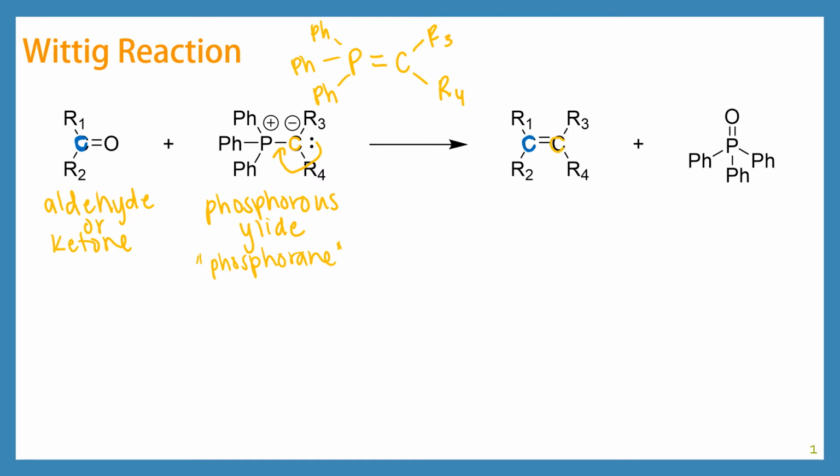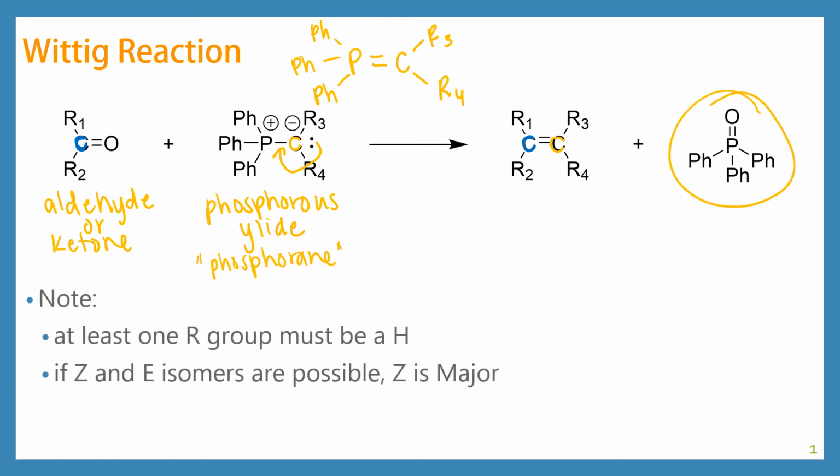And then we have a side product. An important note, at least one of these R groups must be a hydrogen, and also if Z and E isomers are possible, Z is going to be the major product with a Wittig reaction.